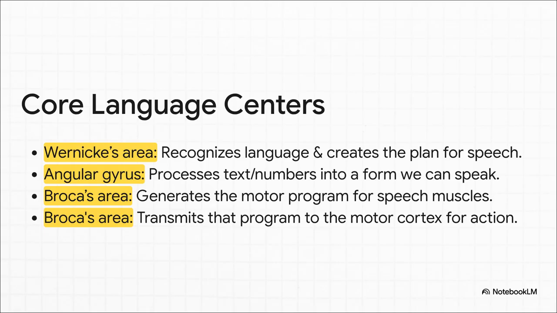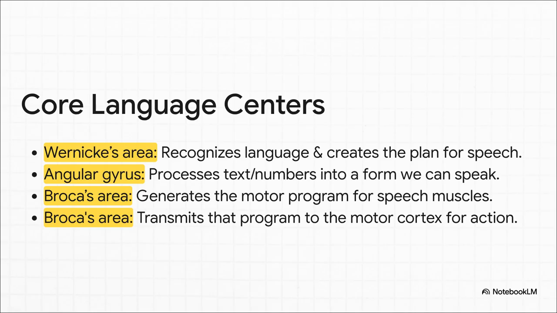First up, we have Wernicke's area. Its big job is to let us recognize language, whether it's spoken or written, and then to create the initial plan for what we want to say. It's kind of like the comprehension and planning department. Working closely with it is the angular gyrus, which has a very specific role. It takes written text and numbers and processes them into a form our brain can get ready to speak.